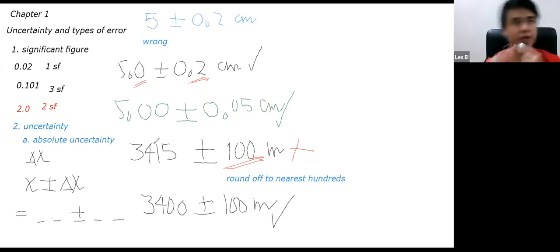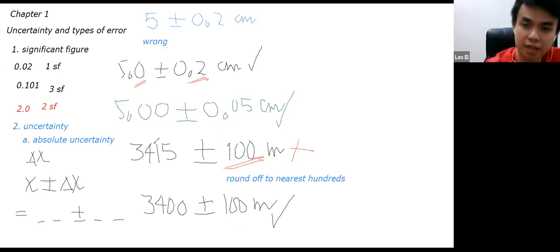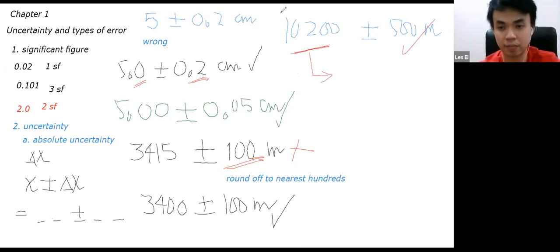So usually it's one decimal place, two decimal places, or you still call it hundreds or thousands. For instance, if you write plus minus 500, I still consider this as rounded to the nearest hundreds. So it will be good to see you write something like 10,200. This one is acceptable, because I understand that this reading has also been rounded off to the nearest hundreds.